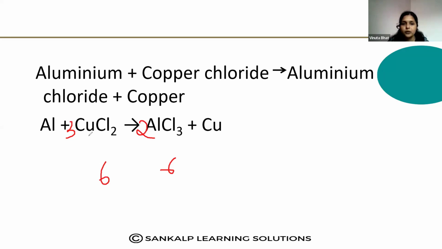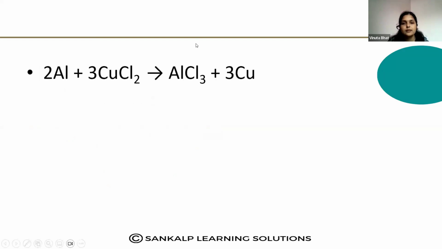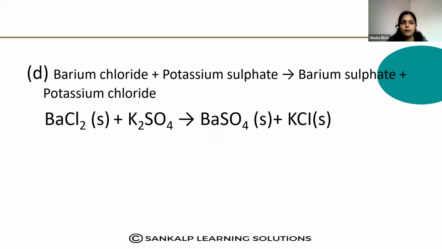Chlorine is balanced, but copper, I will add the 2 aluminium to balance this reaction. Here also 2 aluminium and here also 2 aluminium. And copper, here we'll add the 3 copper. Here also 3 copper and here also 3 copper atoms. Okay. This is the balanced chemical equation.